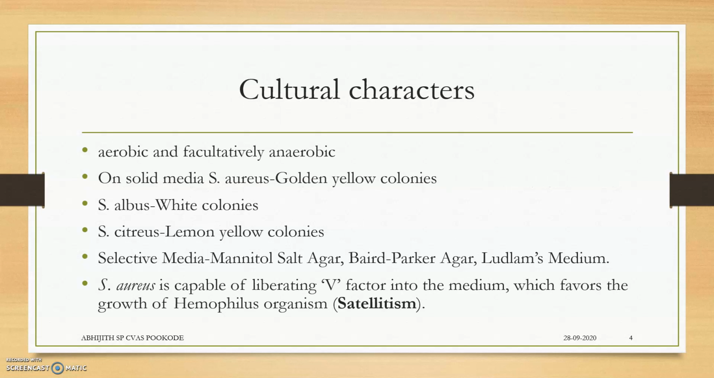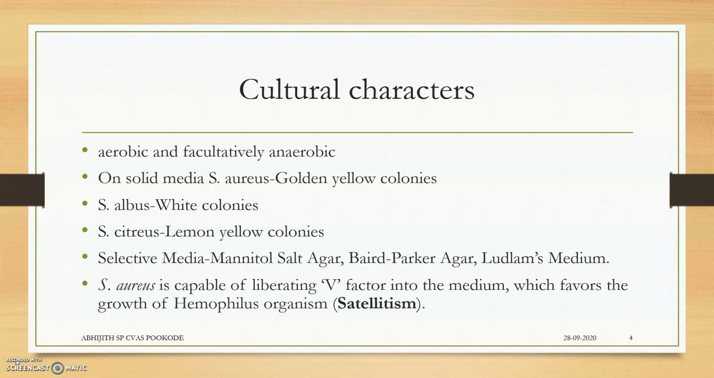So moving to the cultural characters, they are aerobic and facultatively anaerobic. That is, facultatively anaerobic means a little bit of oxygen will be taken by them whenever they are living in an oxygen deprived situation. So on solid media, Staphylococcus aureus will be producing golden yellow colonies. It was asked in many ICAR examinations and state level entrance questions.